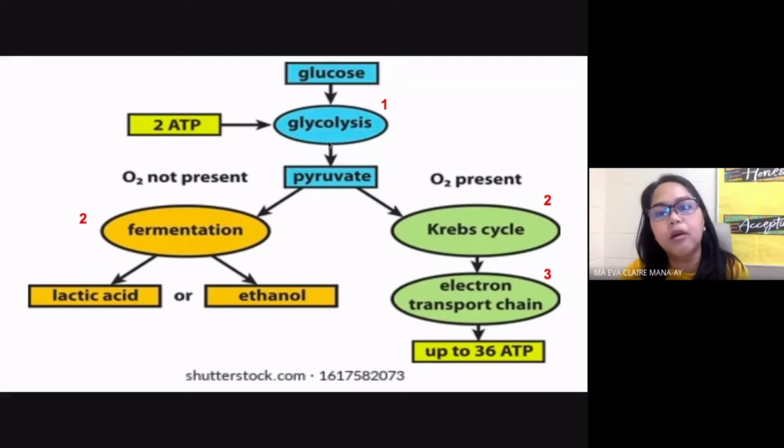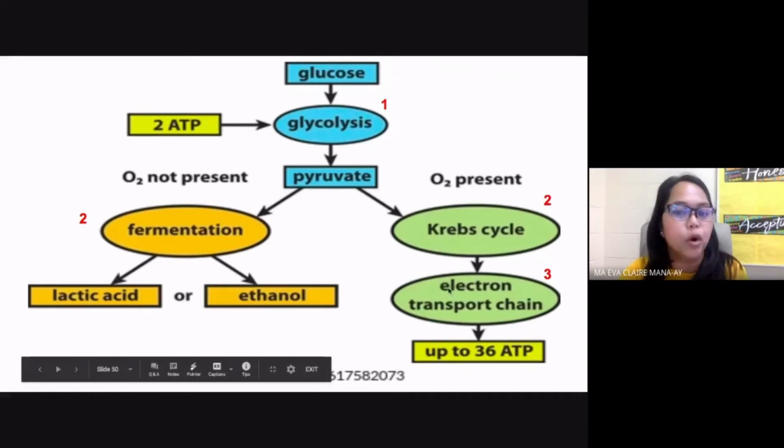From glycolysis, the products, your pyruvate, are going to be transferred to the Krebs cycle, which is the second stage of aerobic cellular respiration. The Krebs cycle is named after the scientist who discovered it, Hans Krebs. Now, the products of your Krebs cycle are going to be transported to the last stage of aerobic cellular respiration, which is the electron transport chain.